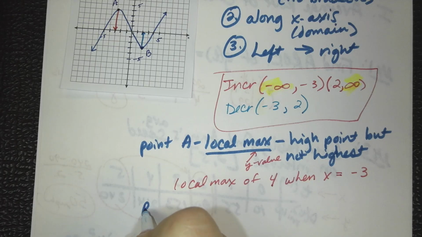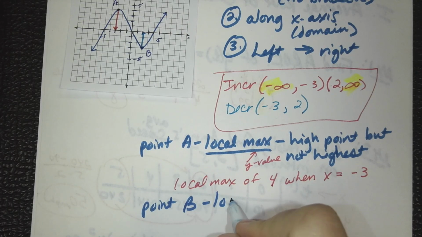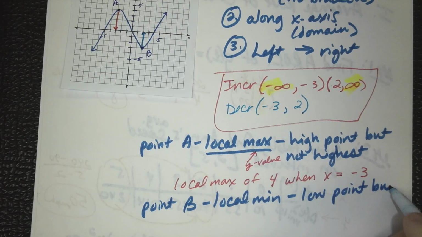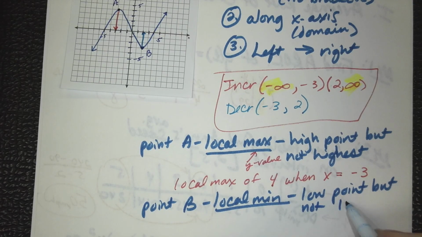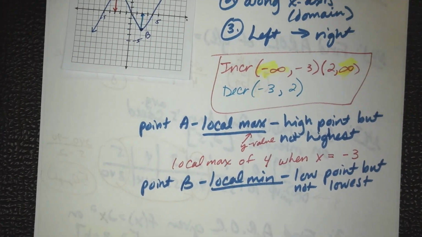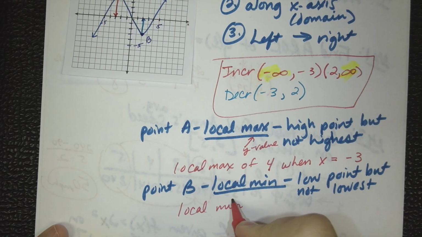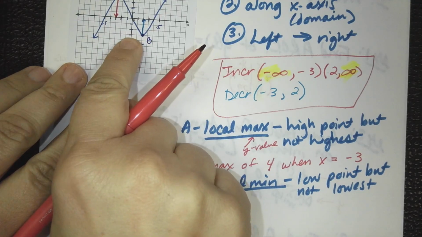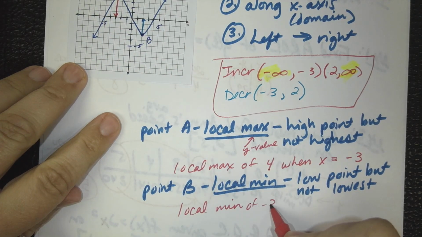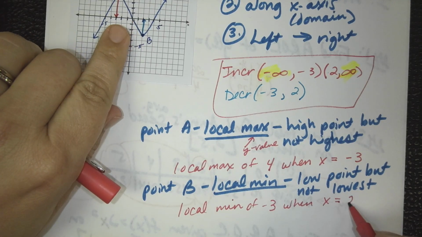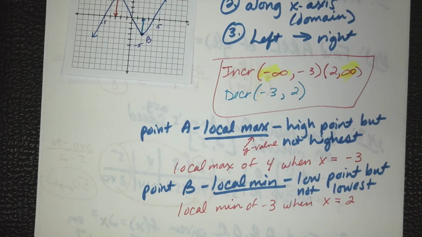I think it's opposite. So a local min. It's a low point, but it's not the lowest. So again, if you were to answer this for me, you'd say, I have a local min of, what's the y value there? So I have a local min of negative 3 when x is what? 3. When x is what? 2. And that's how you do those kind of problems. Be easy.